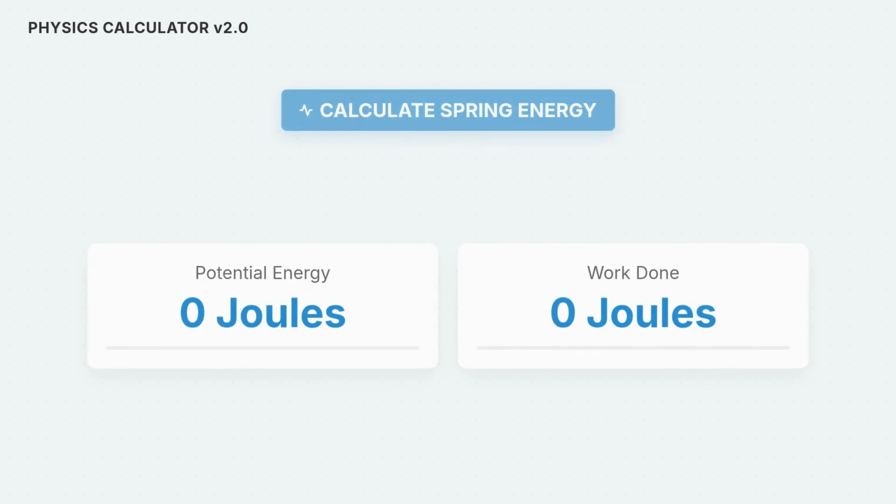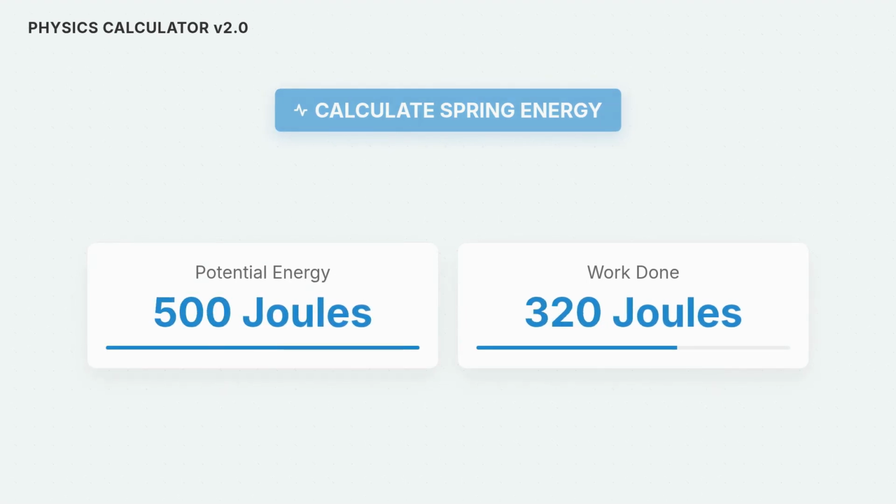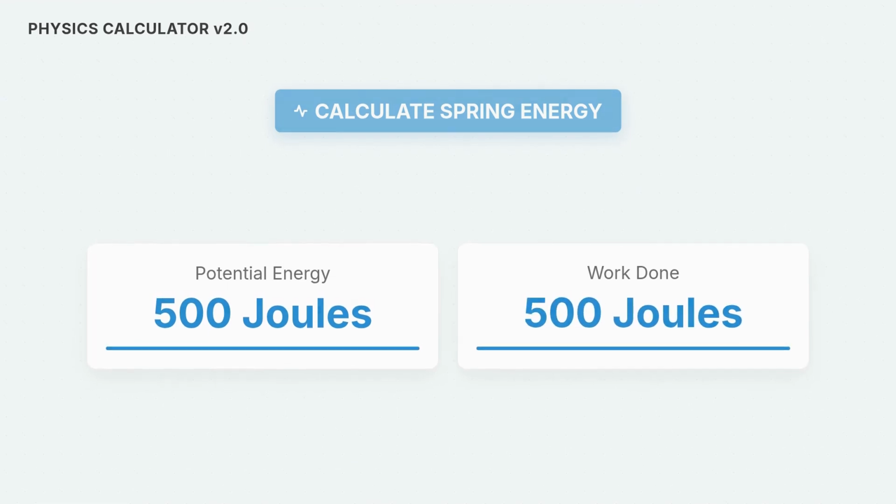The potential energy shows 500 joules, which represents the total energy stored in the spring. Work done also shows 500 joules, confirming the energy transferred to compress or extend the spring.